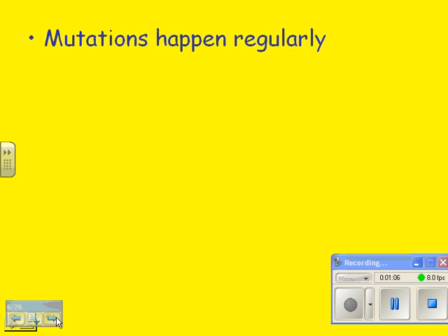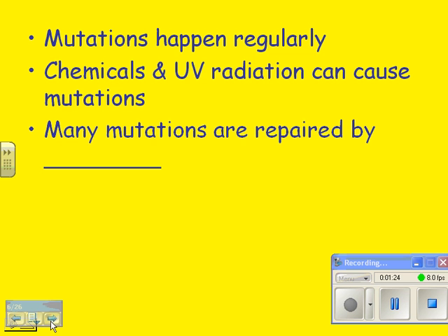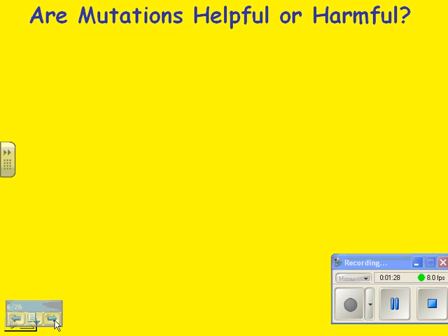Mutations happen regularly. When your DNA polymerase is copying DNA, sometimes it messes up, and it's not always because of a chemical or ultraviolet radiation. Sometimes it just happens. But mutations can also be increased by chemicals and ultraviolet light, cigarette smoke. Many mutations are repaired by proofreading enzymes.